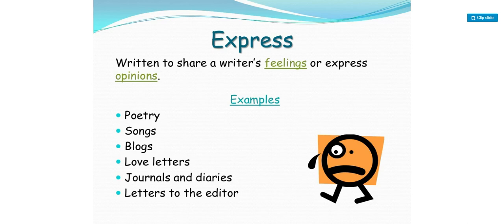So what you're going to be doing next is a sort, where you're going to sort some examples of writing into the purpose that they serve. So think about why the author has written each of the examples of writing and sort that into the correct category.